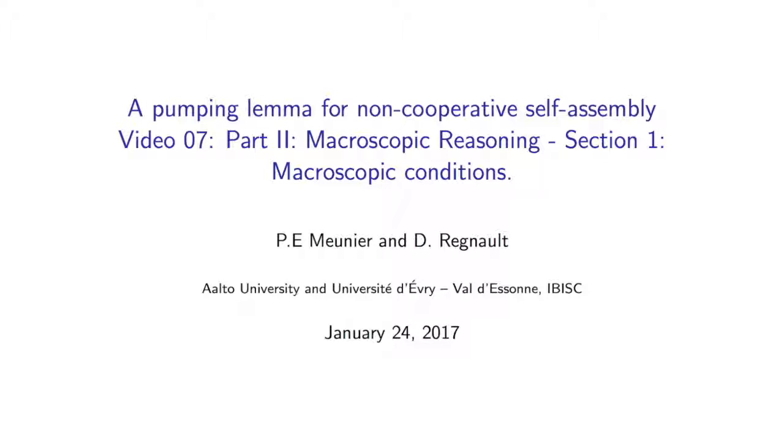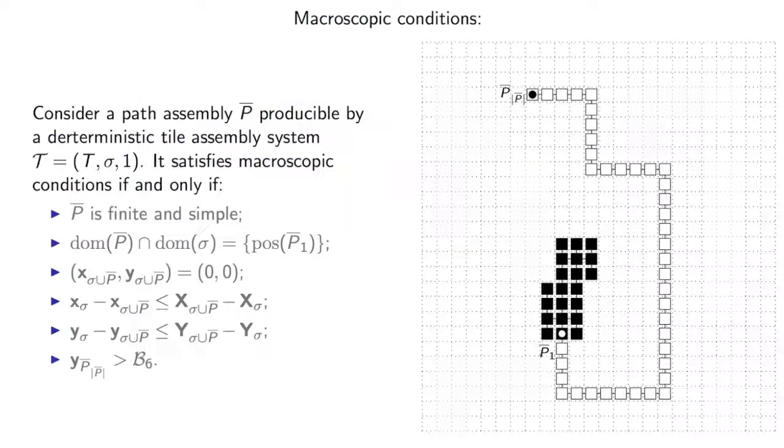This is video 7. The main result was presented at the end of video 5. The path assembly considered in this theorem is simple and grows far away from the seed. In this section of the proof, we show how to find a segment of this path assembly which satisfies more hypotheses. These hypotheses are called macroscopic conditions and they will ease the study of a large path assembly.